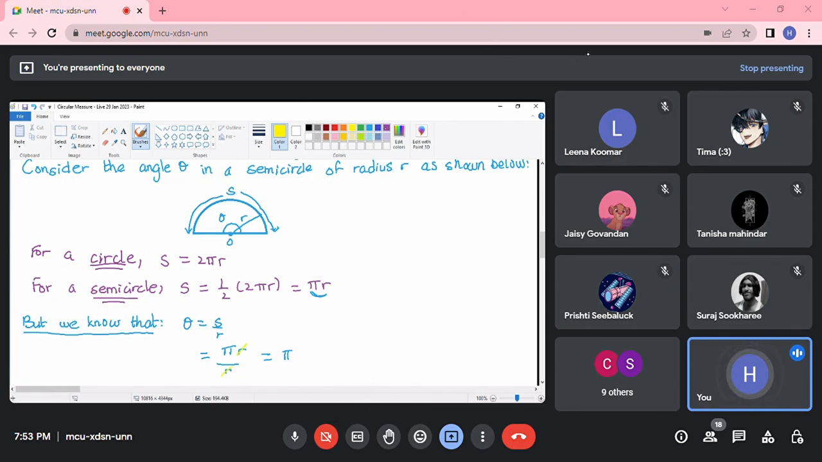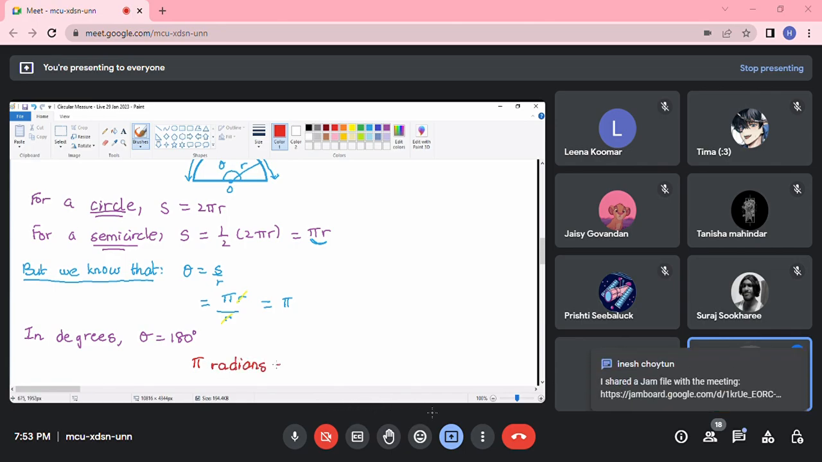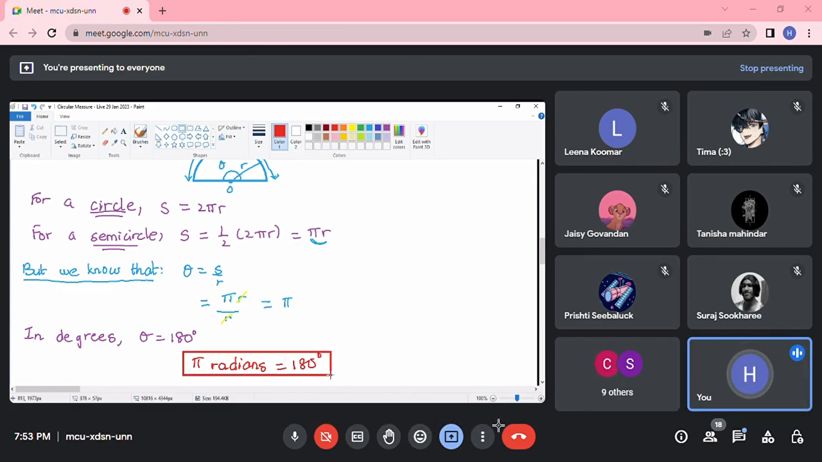Mais nous connaissons que for a semicircle, the angle theta is equal to 180 degrés. Donc in degrees, nous déjà connaissons que theta égale 180 degrés. Donc therefore, the relationship between radian measure and degree measure is that pi radians is equal to 180 degrees. This is the relationship between the radian and the degree.